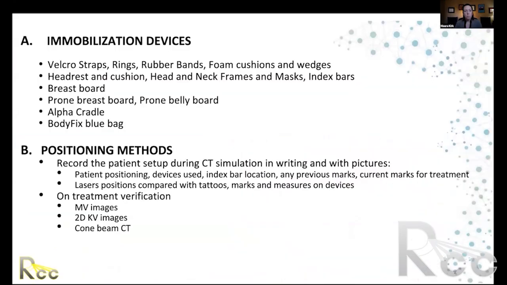So there are a number of different types of immobilization devices that can be used in the clinic. They go anywhere from Velcro straps, rings, rubber bands, foam cushions and wedges, to things that are produced specifically for radiation therapy, such as a headrest, cushion, head and neck frames and masks. Index bars: it's important to index our patients so we know where on the table they are and where each of these devices are to be positioned with respect to each other.